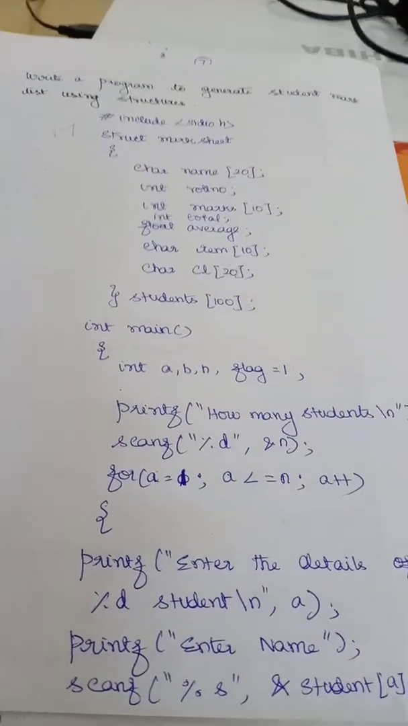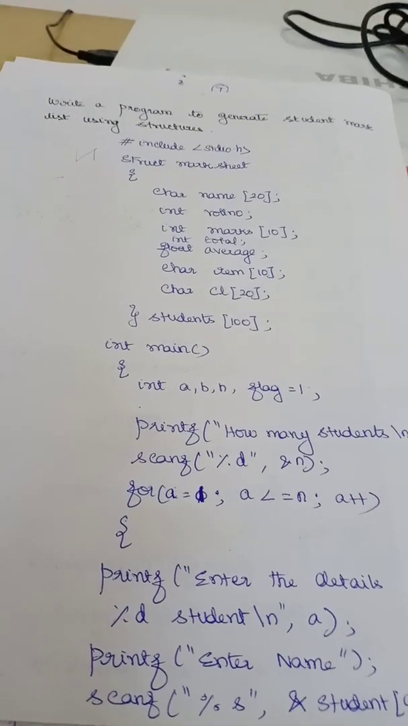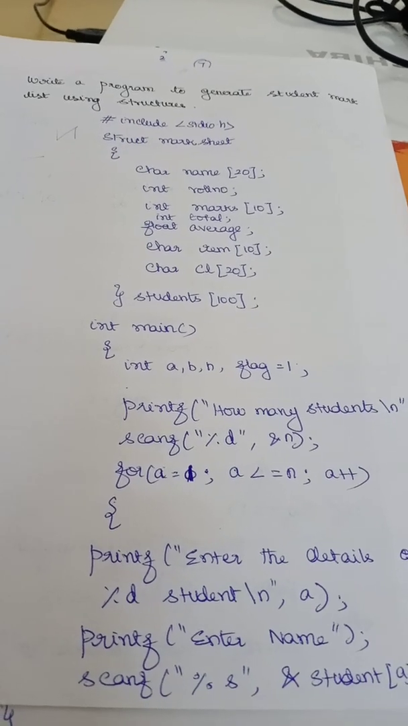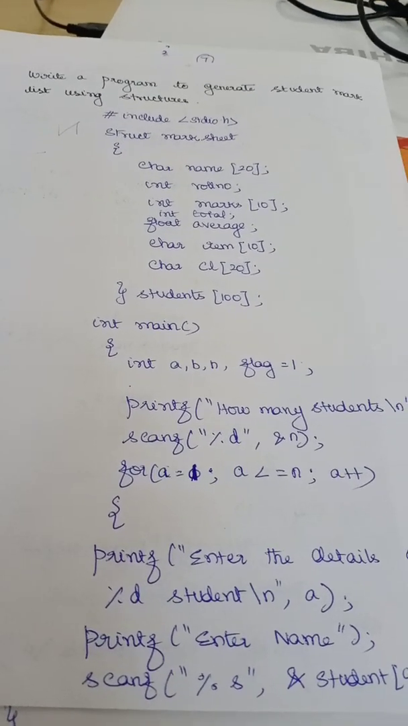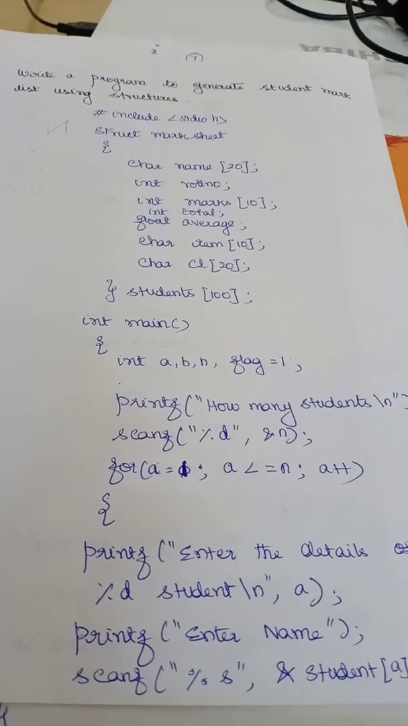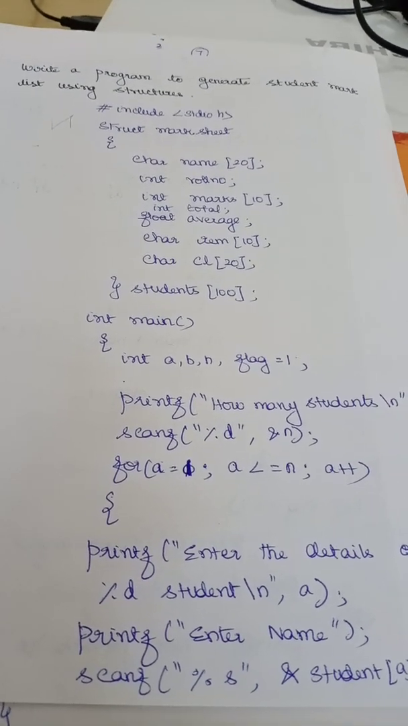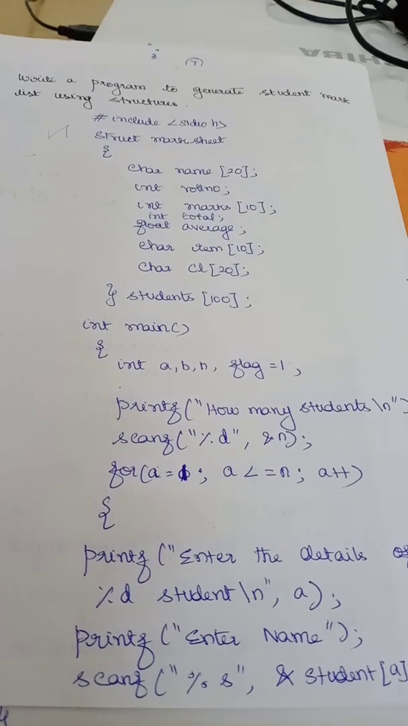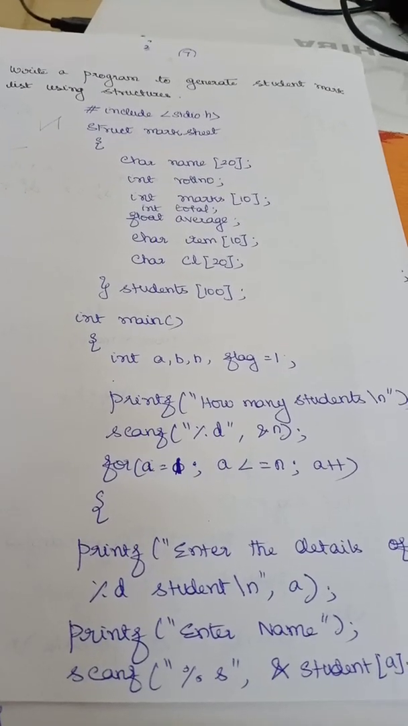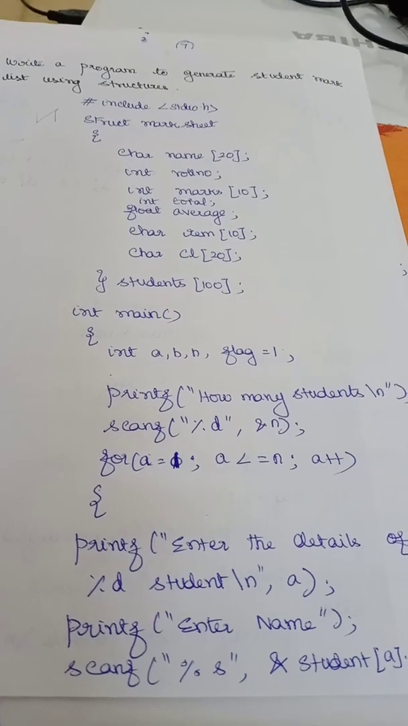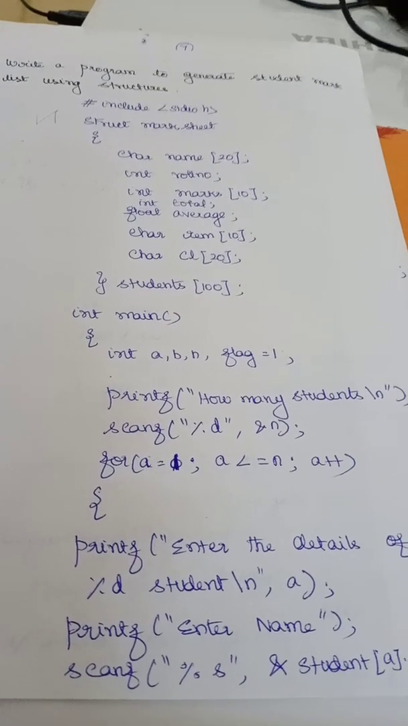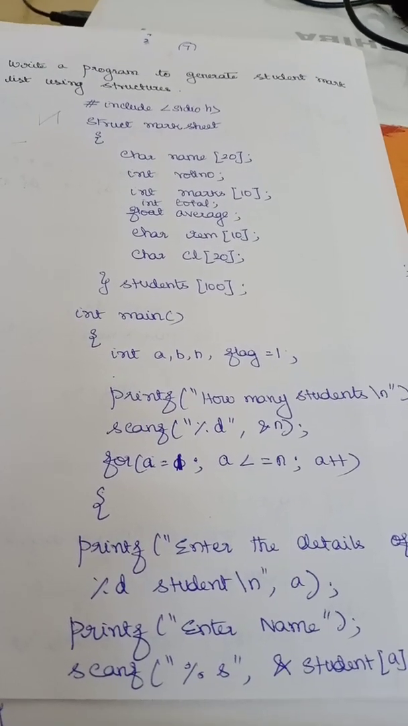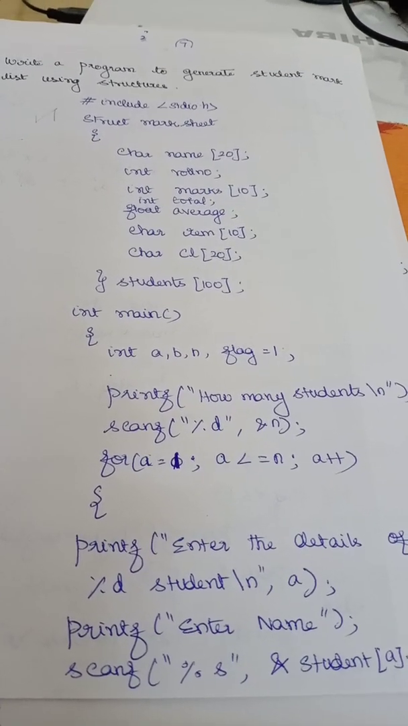Next program we'll see, write a program to generate student mark list using structures. So here I am going to use a structure to generate the mark list. Mark list means what are all the things you will have? Name, roll number, marks, total, average, remarks, and then class, whether it is first class, second class, etc. Remarks means whether you pass or fail.